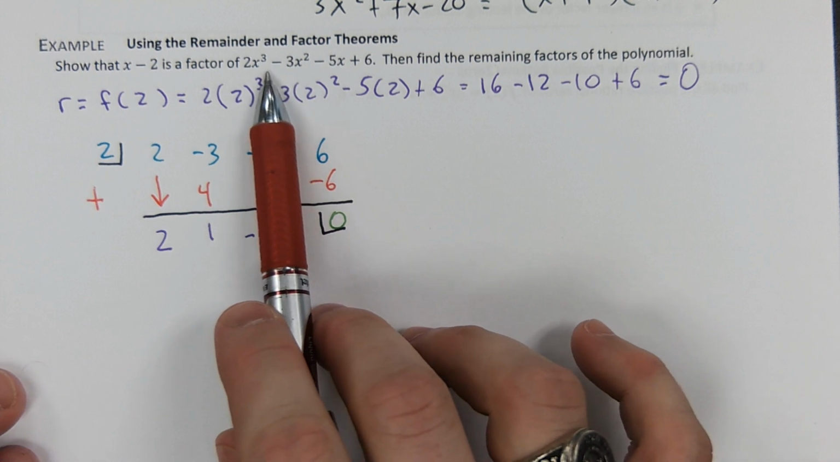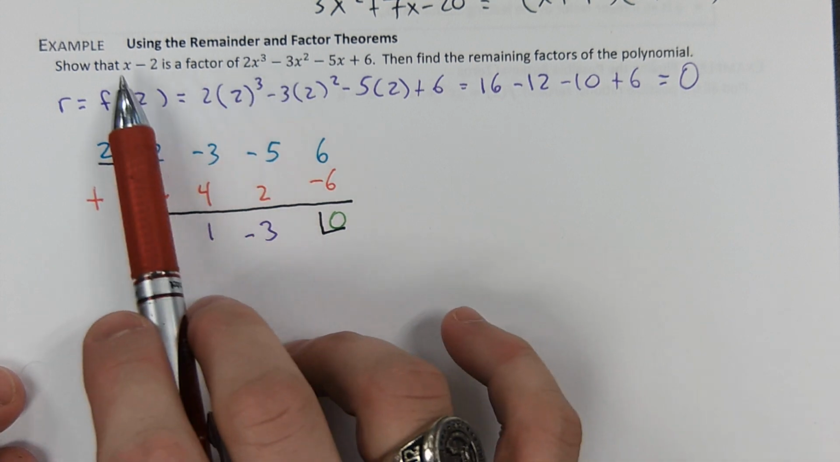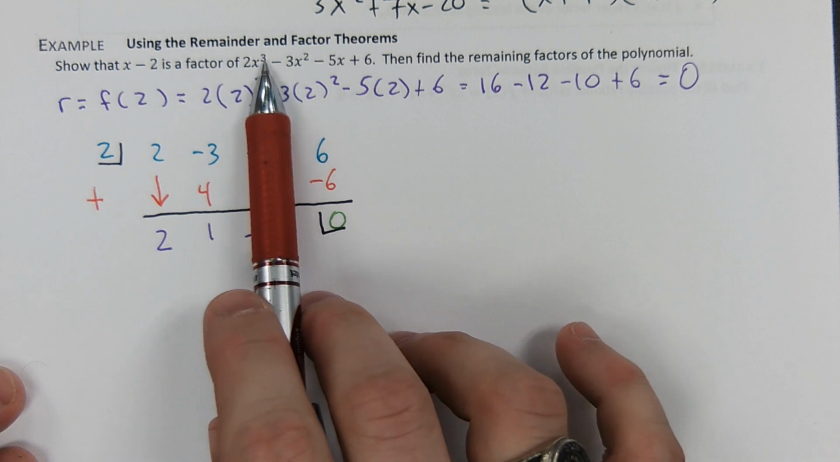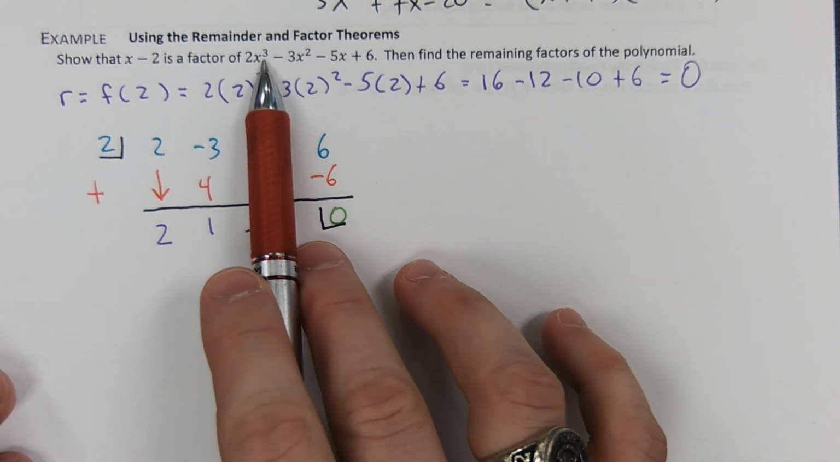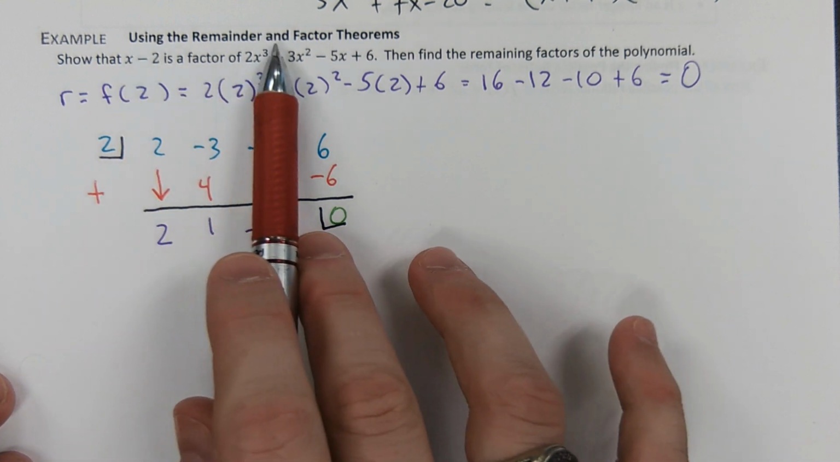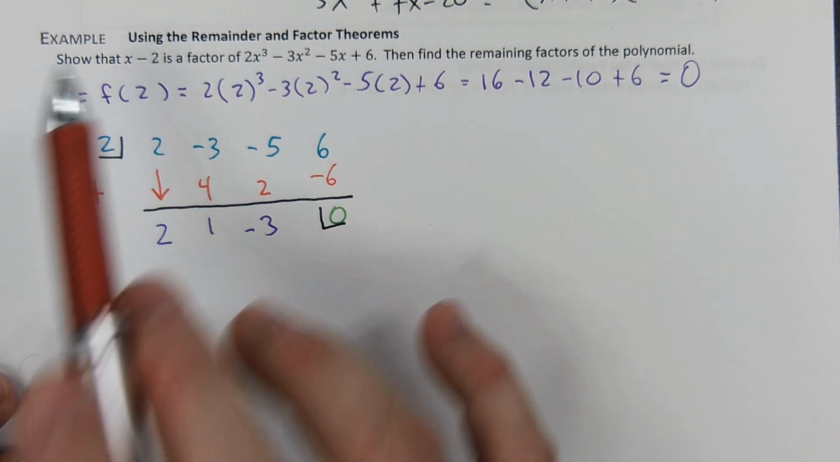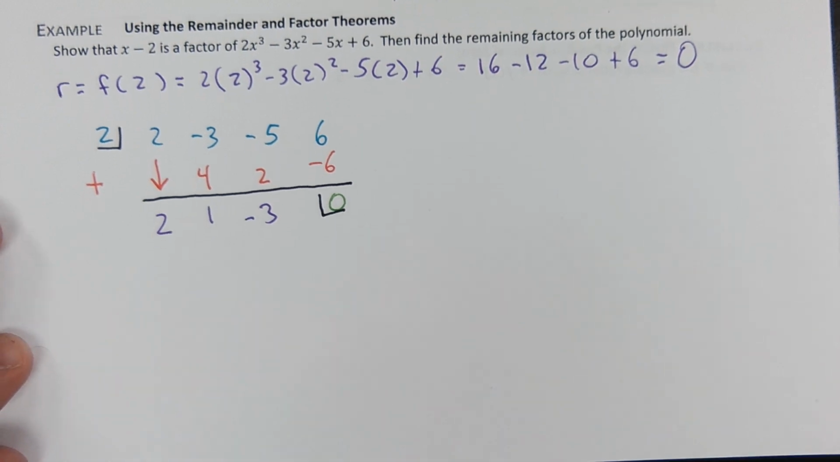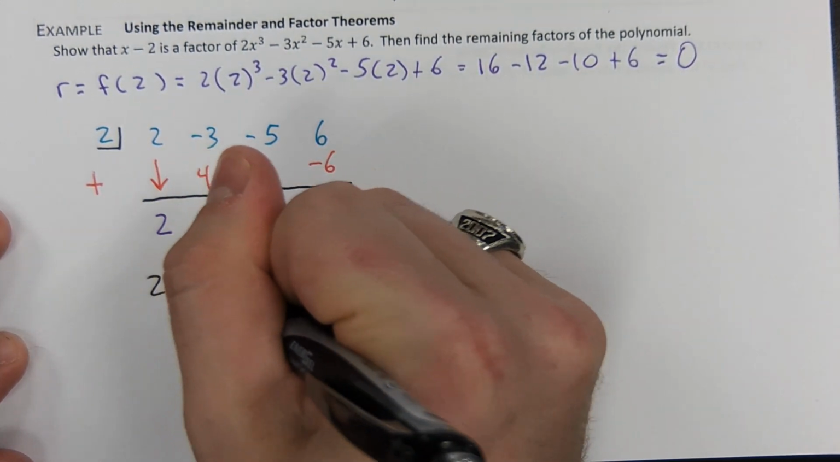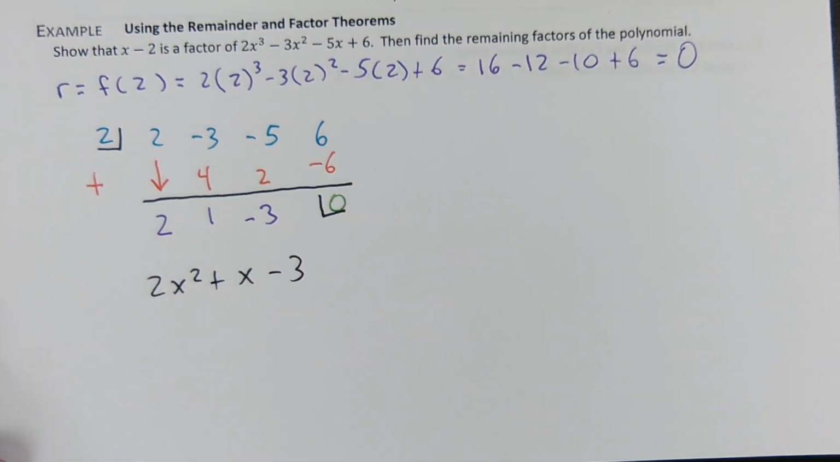The original polynomial was a cubic. I divided by a linear. Anytime you divide an x to the third by an x, what will your result be? Anybody, please save me. One more time. This is the whole class full of people not paying attention. Anytime you divide a cubic by a linear, an x to the third by an x to the first, what will the result be? An x squared. That means this is a quadratic. It is 2x squared plus 1x minus 3.